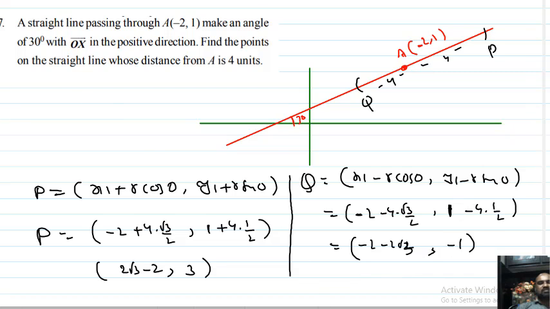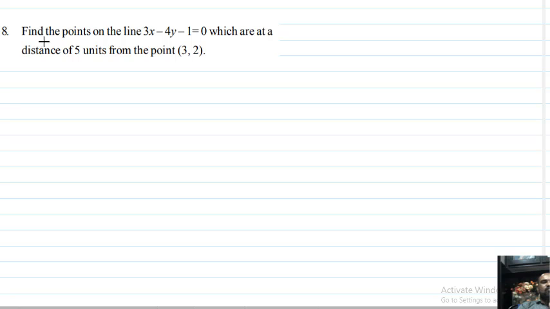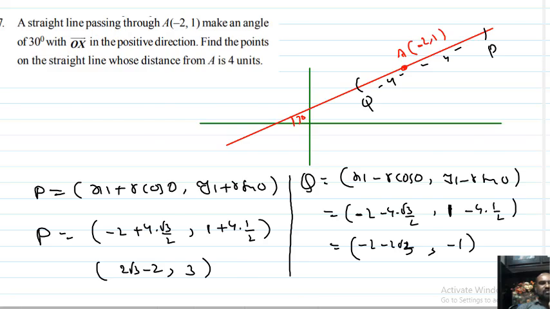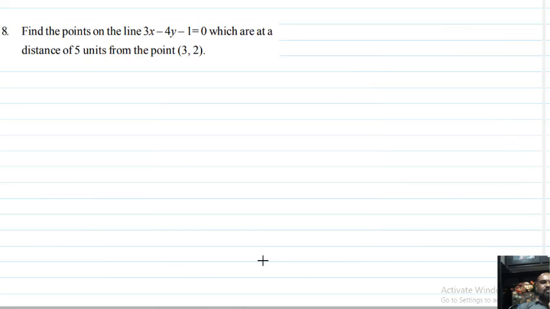Okay, students, our next problem: find the points on the line which are at a distance of 5 units from (3, 2). Interesting problem. Here inclination is not given. In the previous problem, inclination is given. Here inclination is not given. Directly slope is given. By using slope, you can find the inclination, everything you can find.